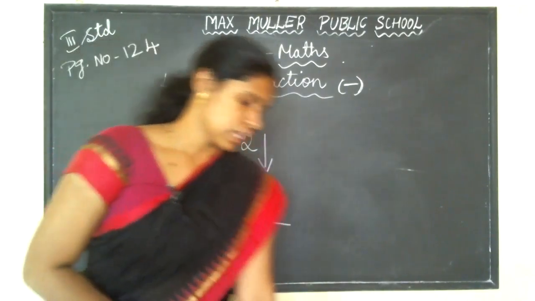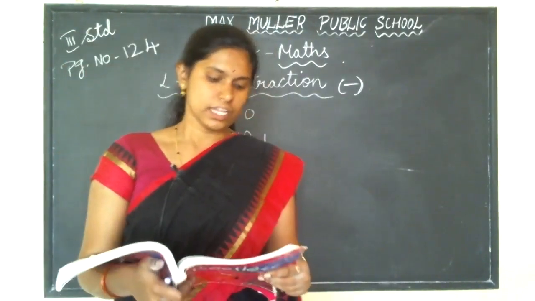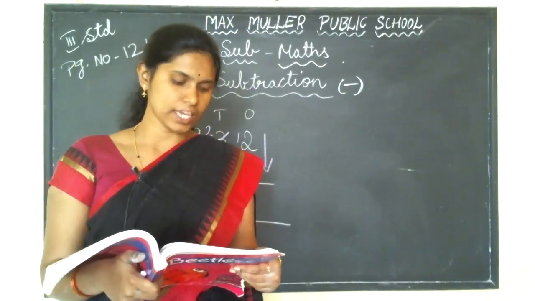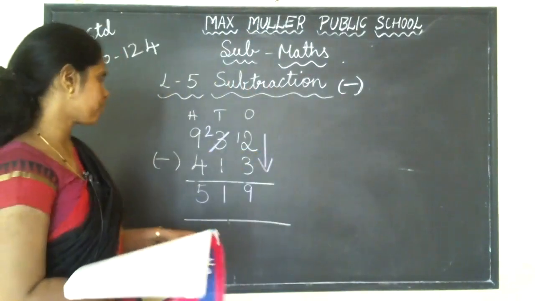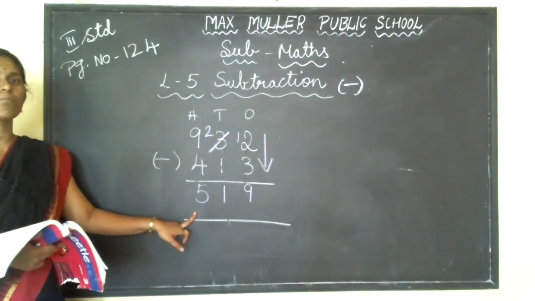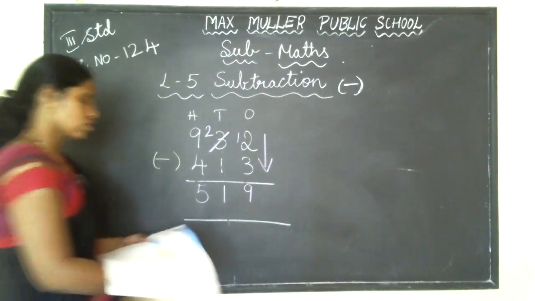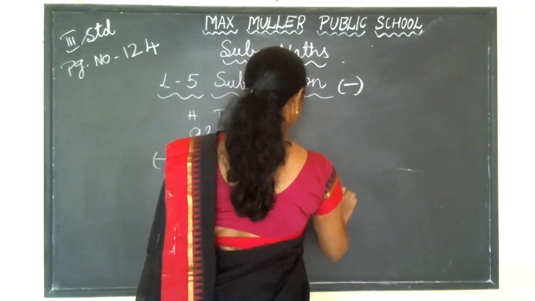So here there are 932 students in a school, out of which 413 are girls. Find the number of boys. What have we found? How many are boys? 519 are boys. So this is called what? Difference. We'll call it the difference.